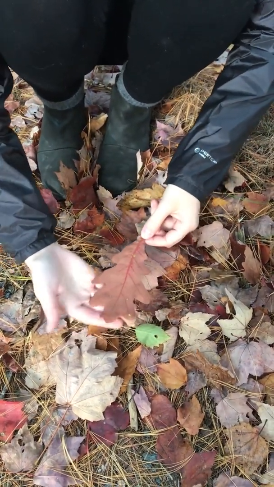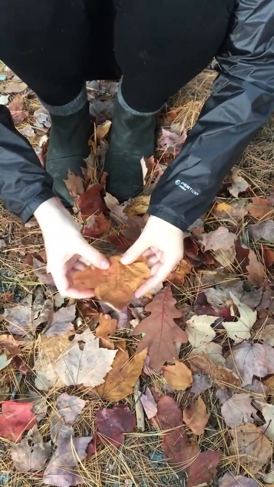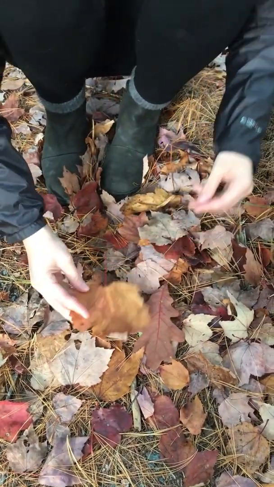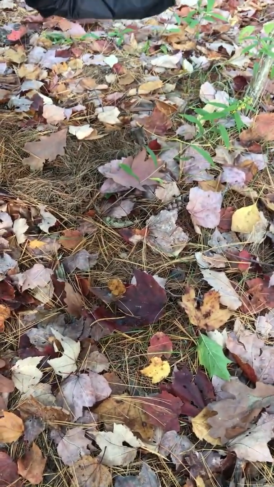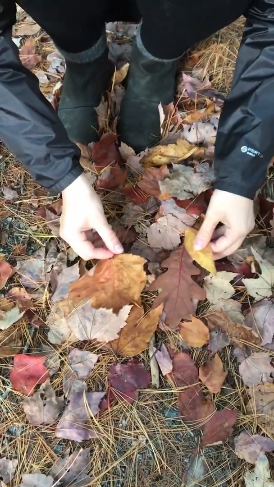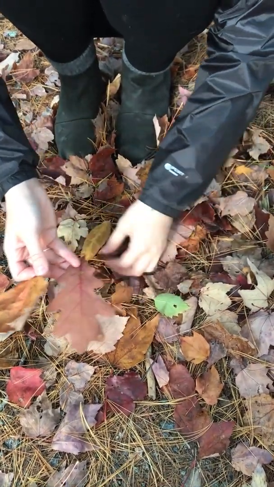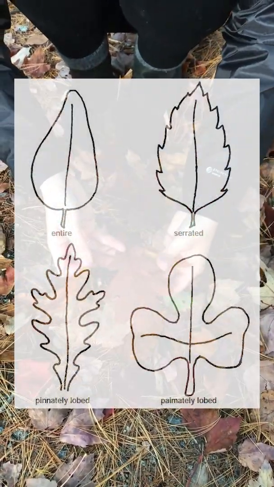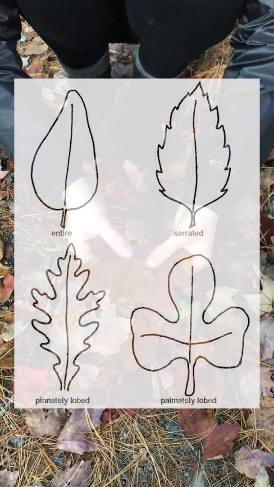So here on the ground, we have a couple of different leaves. This is pretty well known as oak. We have some maple. And let's get some of these beech leaves here. So looking at different leaves, we can of course see that they are totally different shapes.